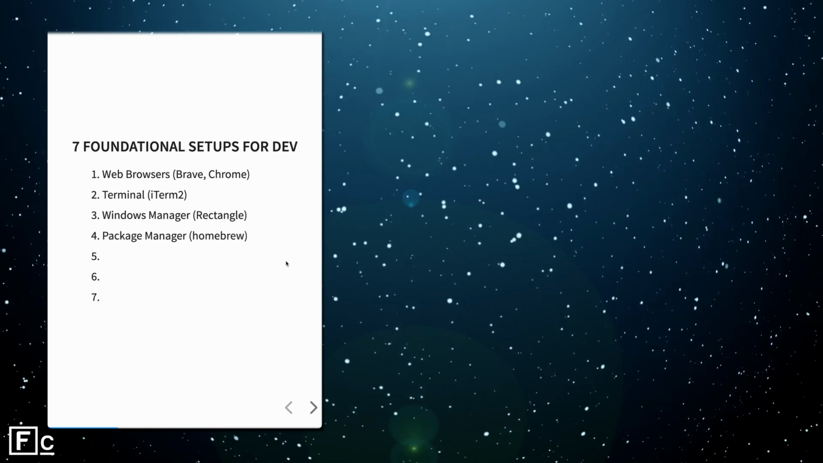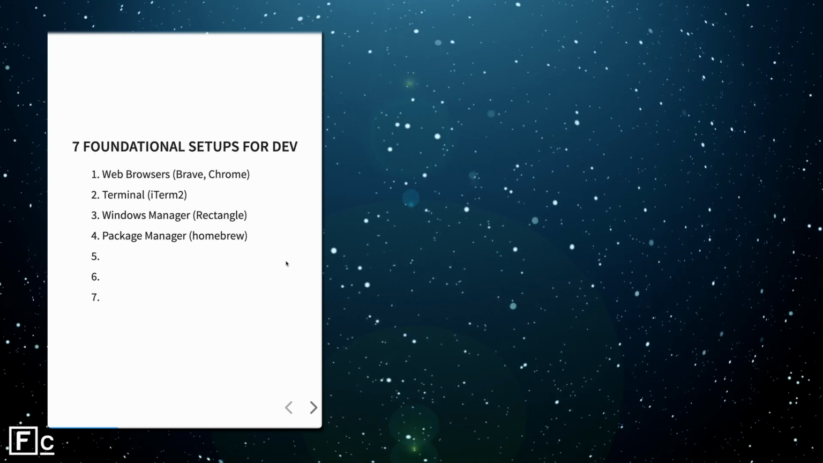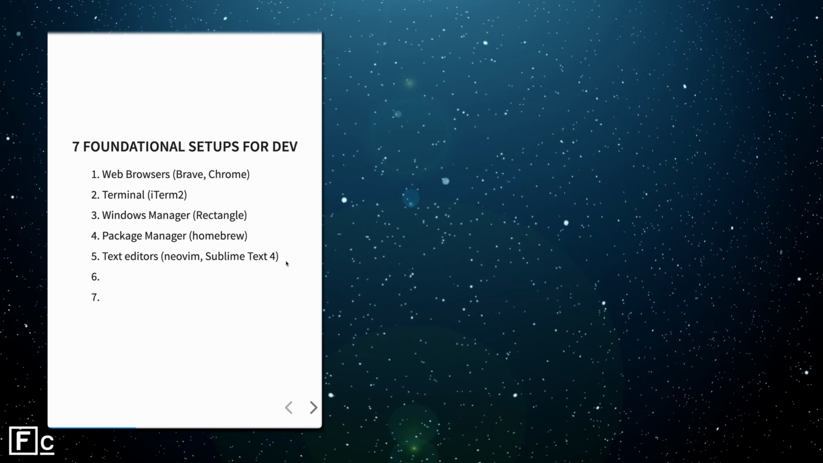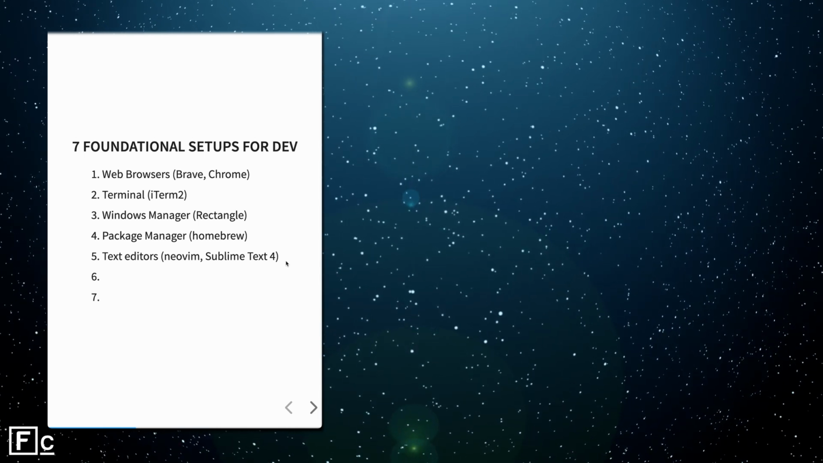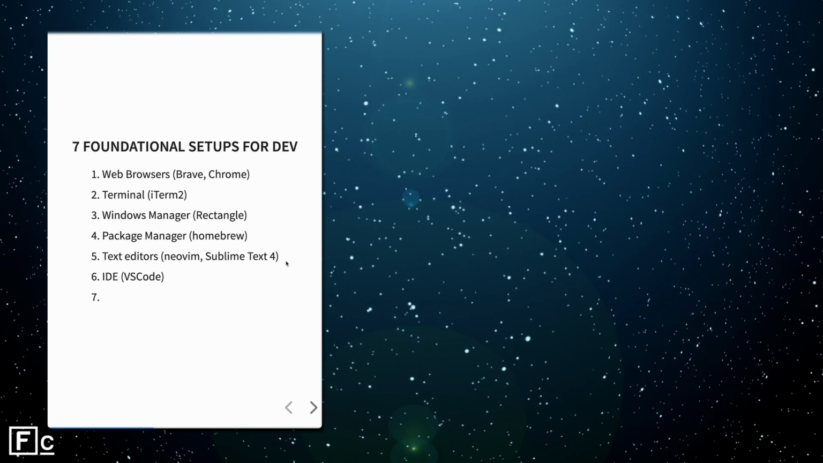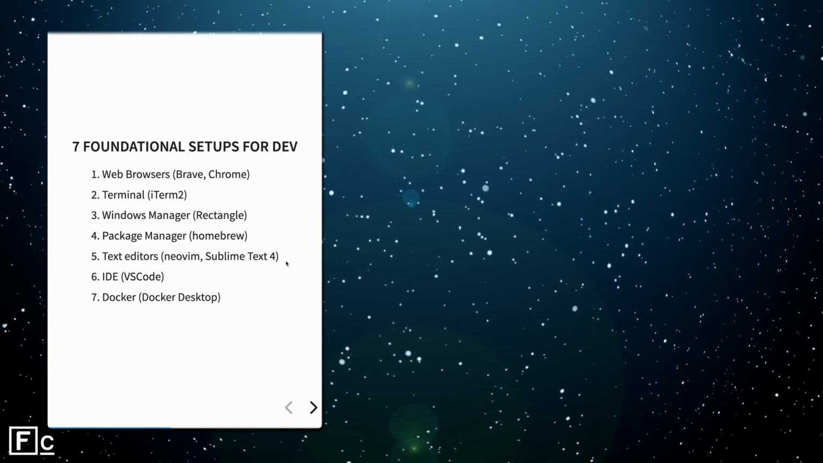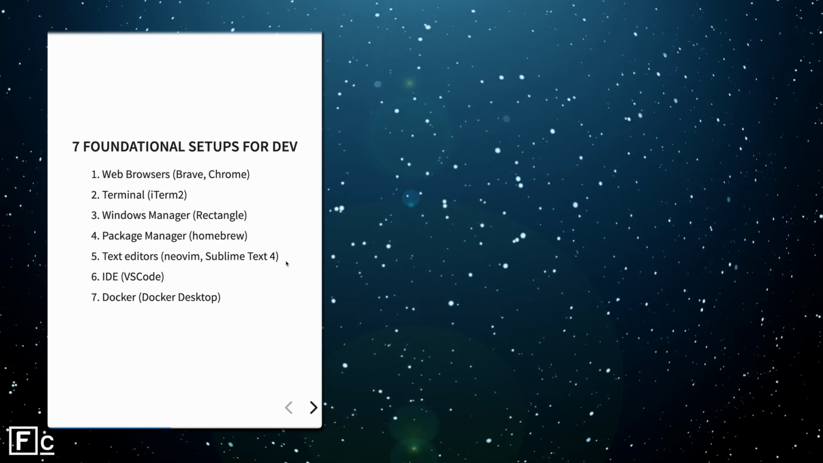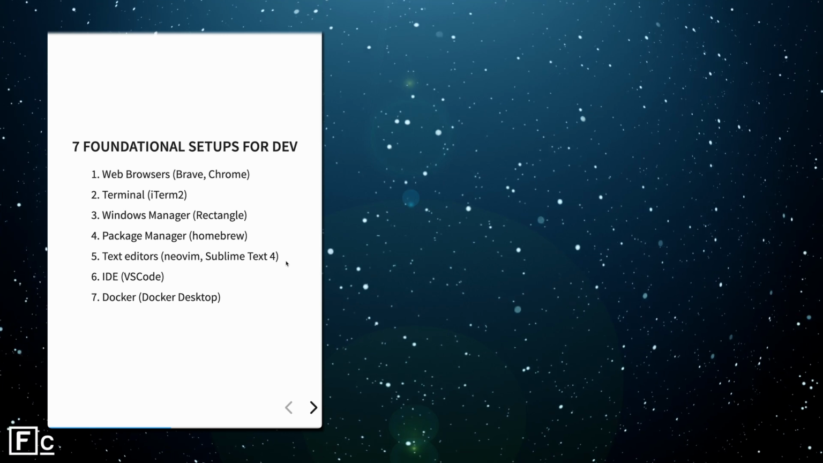Next is another tool that I cannot live without, a package manager, Homebrew. And my favorite text editors are NeoVim and Sublime Text 4. IDE, of course, is VS Code. And last but not least, I'm gonna install Docker using Docker Desktop. So let's get started, shall we?